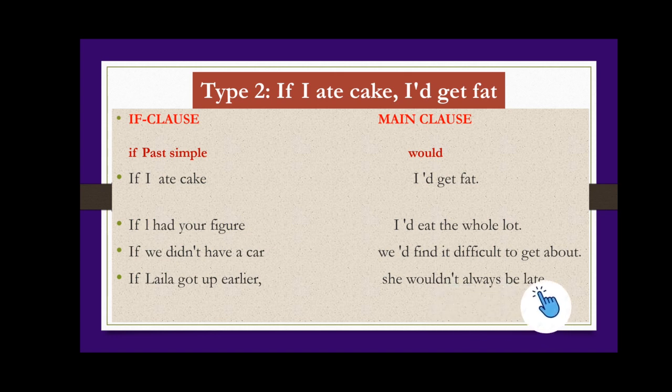So in order not to be late, what needs to happen? Layla needs to wake up early. So Layla needs to wake up early is a condition for what? For this: that she would not always be late. So here we have an unreal situation: if Layla got up earlier, she wouldn't always be late. It means that Layla doesn't get up or wake up earlier. That is why she is late all the time.